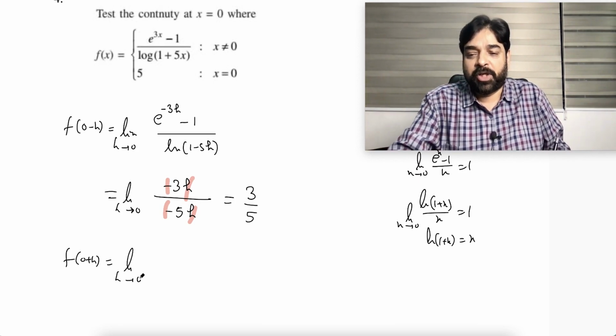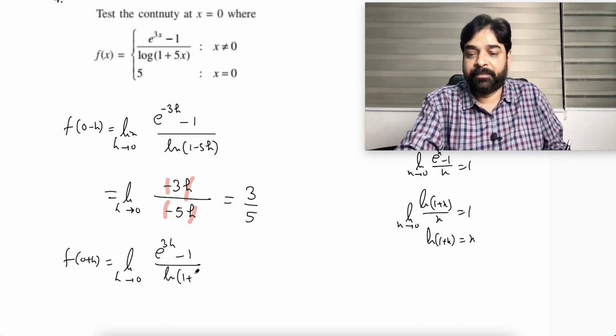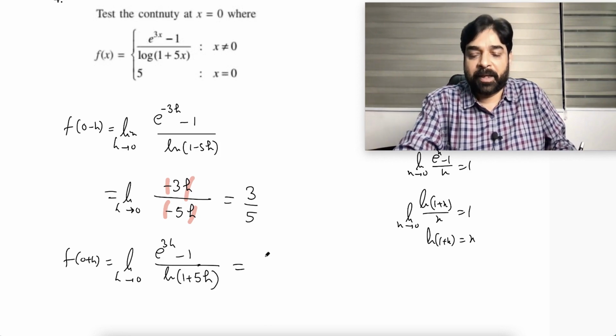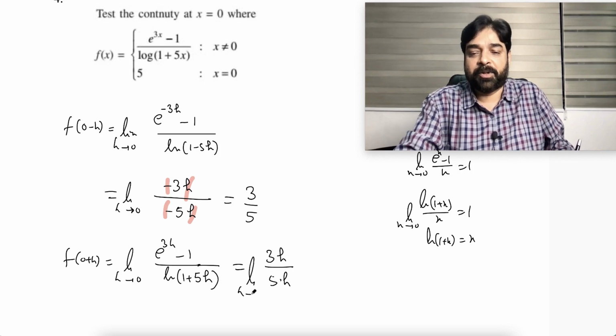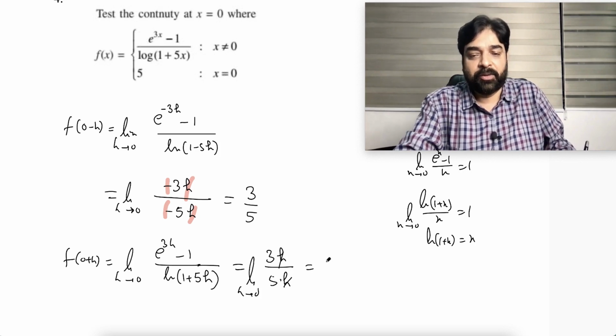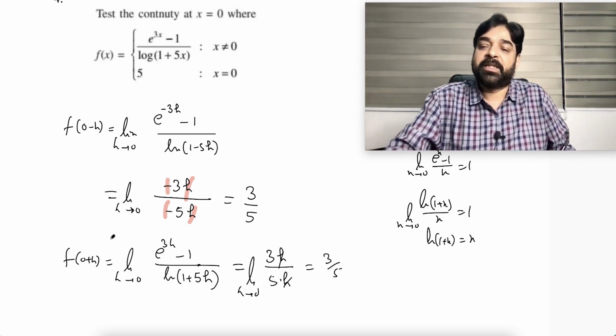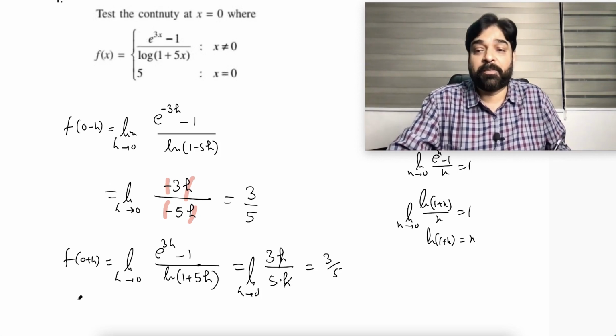Limit h approaches 0, e power 3h minus 1 divided by ln 1 plus 5h. Correct? So, this value will become how much? This value will become 3h. And this value will become what? 5h. Limit h approaches 0, h gets cancelled. So, 3 by 5. Means f of 0 minus h and f of 0 plus h are both equal.